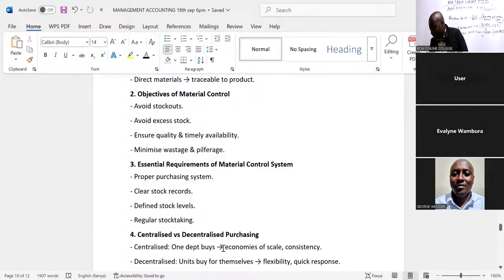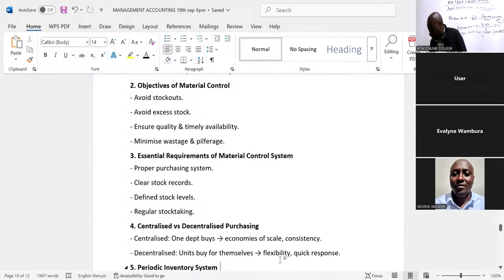So centralized has its own advantages. When it's centralized, we put in all our resources, all our money, bulk cash, and then we procure in quantities. So you're going to enjoy what we call economies of what scale. When you have these central people purchasing, they are going to be doing this purchasing many times. That consistency, of course, will mean what here? Even in terms of bargaining power, they know how to bargain. Decentralized is very flexible. We want our own materials, we buy.